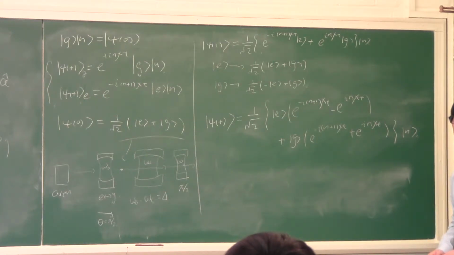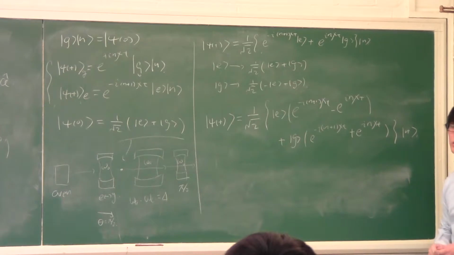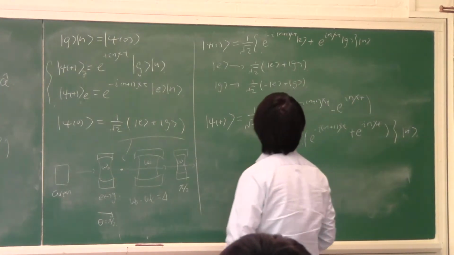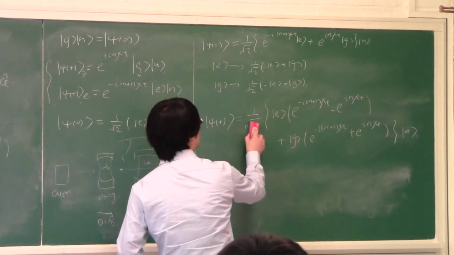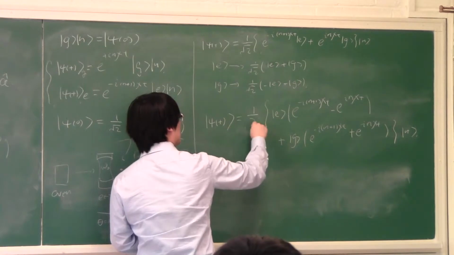So now if I make a measurement of the level of the atom, I can get either the excited state or the ground state, but these are time-dependent coefficients. Now I just evaluate these coefficients. So 1 over square root of 2 here. Oh wait, no longer 1 over square root of 2, right? Because this square root and this square root gives you 1 over 2.